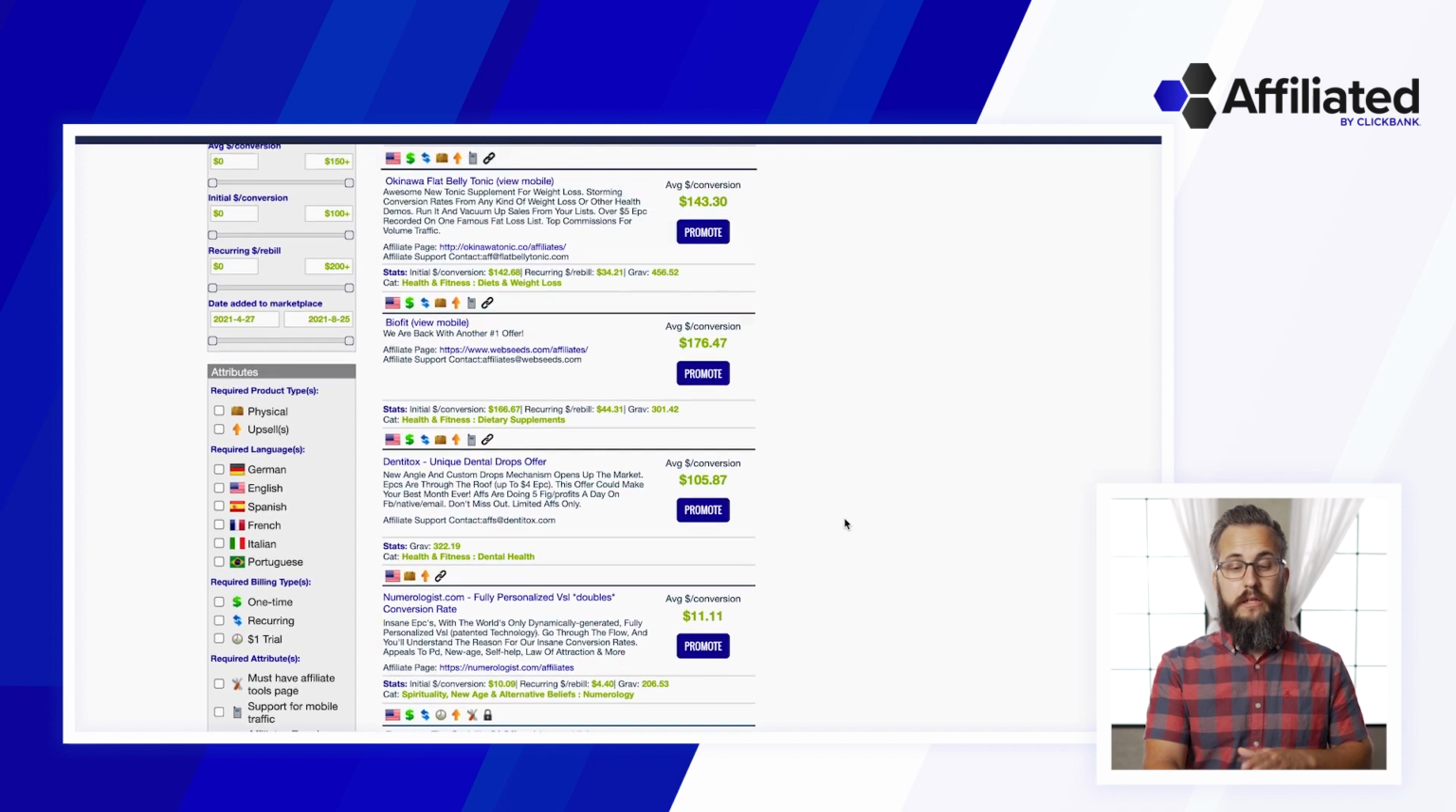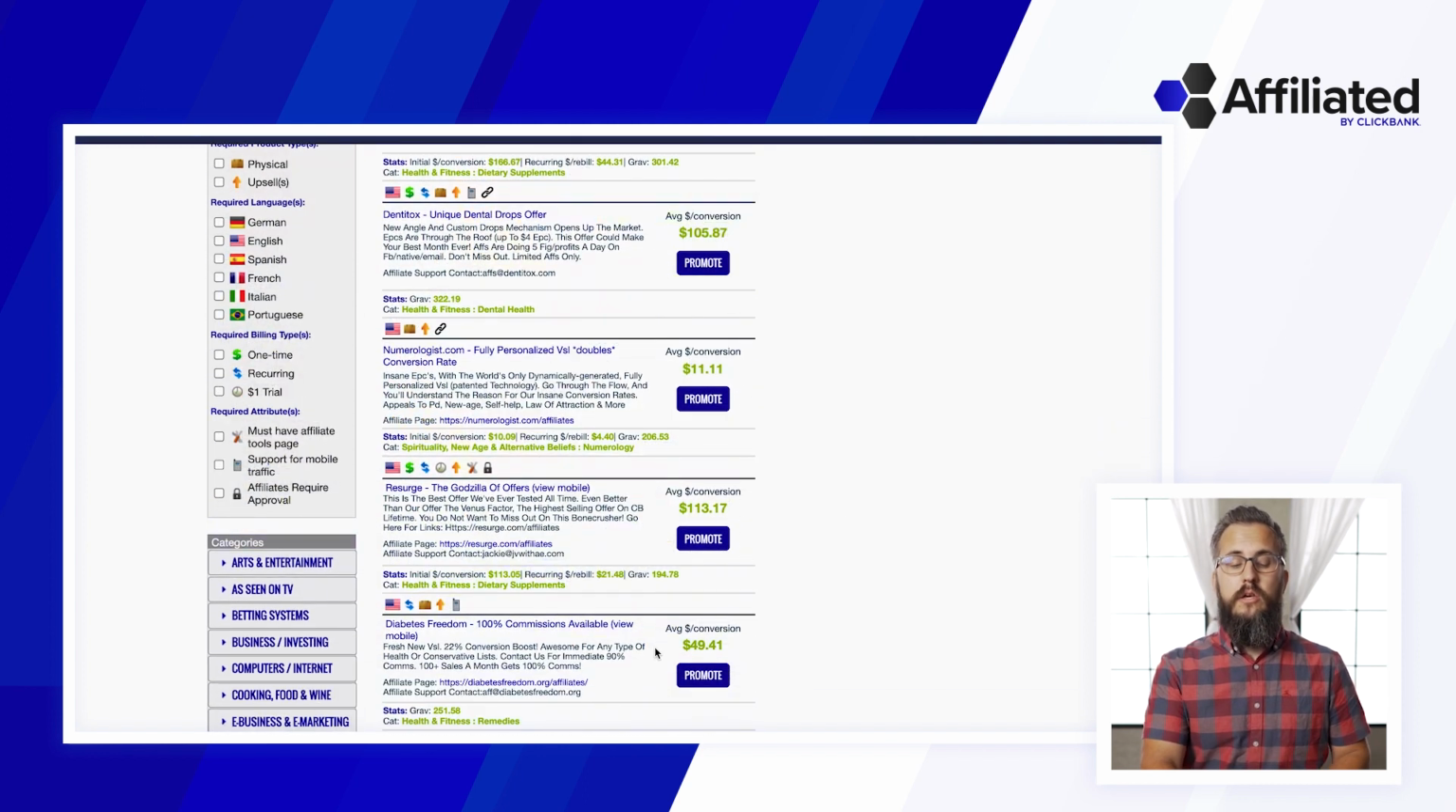The other thing I want to pay attention to and talk about with email specifically, you might see something that shows really, really low here, feels like it's really low. We have numerologists, it's an $11.11 payout. Some people might think, oh, that's way too low. Why would I ever want to promote that?